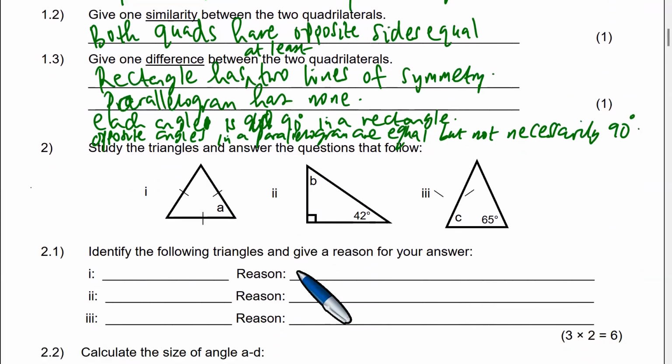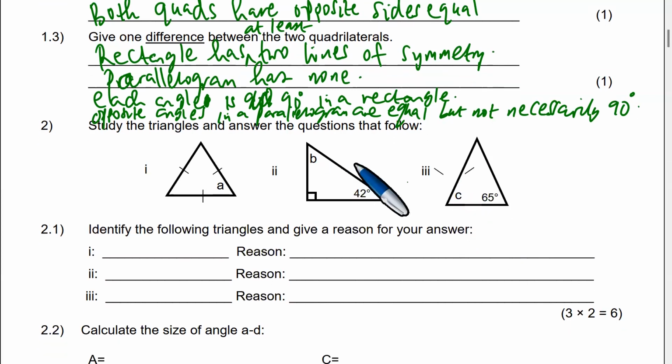Right, if you look at two, for example, study the triangles and answer the questions that follow. Here's one triangle that has all the sides equal to each other. Here's a triangle that has a right angle inside. And here's another triangle here. This triangle appears to have moved. We're going to sort that out, because you can see that these marks were potentially markings on a triangle. So we continue.